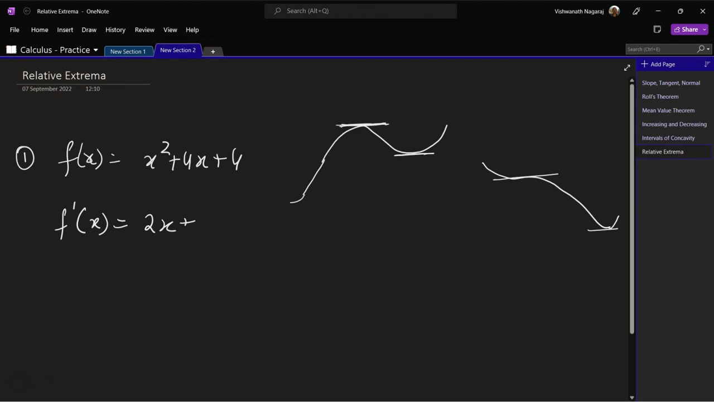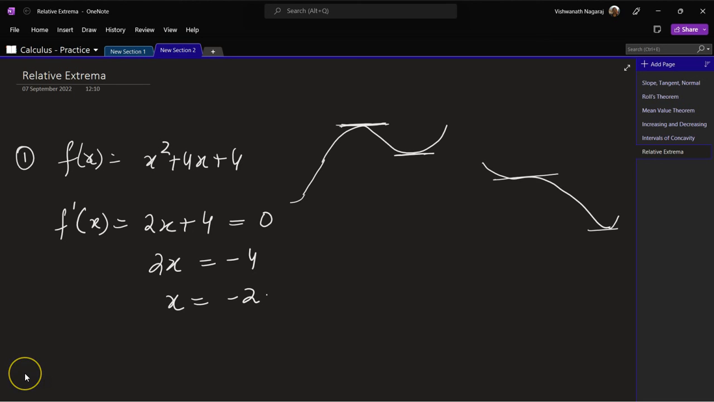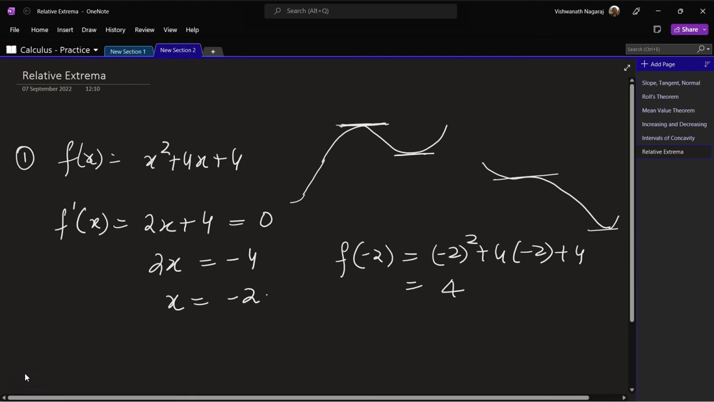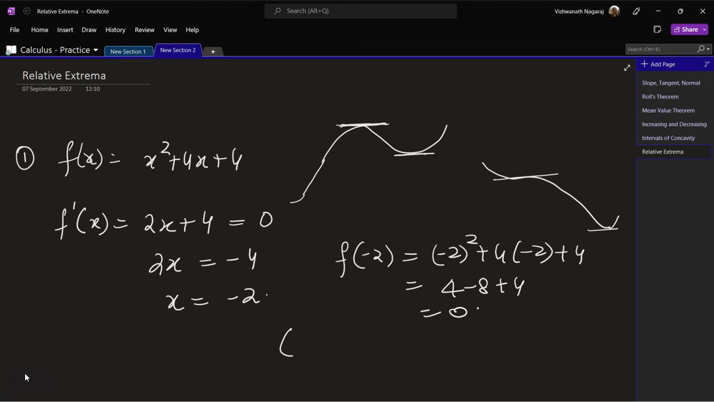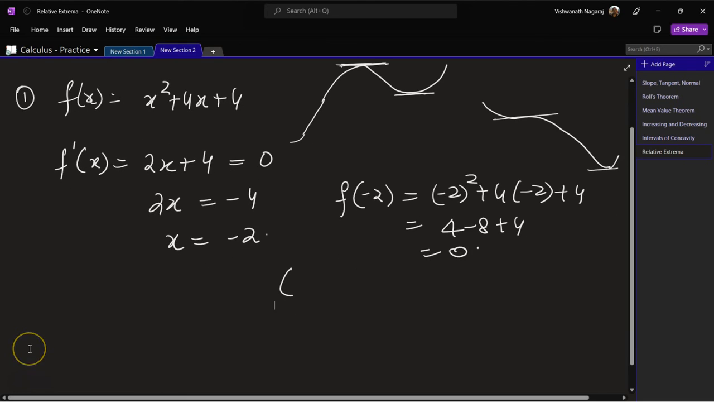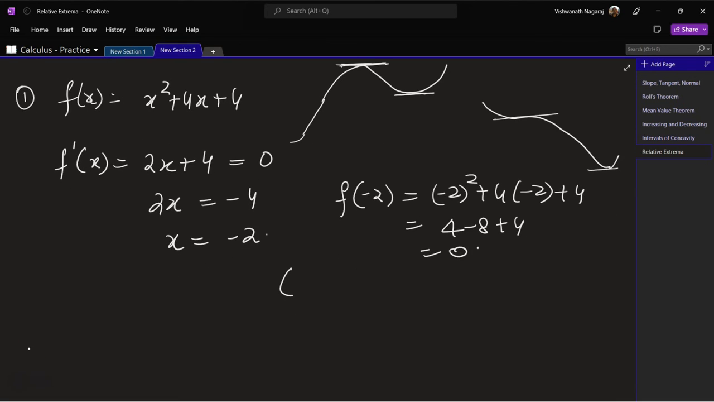We get 2x plus 4, and the slope will be 0 when f prime of x is 0. So 2x is equal to minus 4, x equal to minus 2, and this minus 2 we substitute in f, which gives us minus 2 square plus 4 times minus 2 plus 4, which gives us 4 minus 8 plus 4, which is 0. So the point at which we have the slope as 0 is going to be minus 2 comma 0. There is going to be only 1.